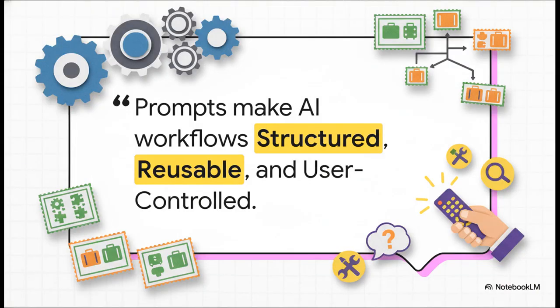Structured. They turn these vague, fuzzy requests into predictable, reliable processes. Reusable. The same plan vacation template can be used by thousands of different people in thousands of different apps. And maybe most importantly, user-controlled. You, the user, are explicitly choosing the tool for the job. The AI isn't just guessing what you want, you're telling it exactly what to do.